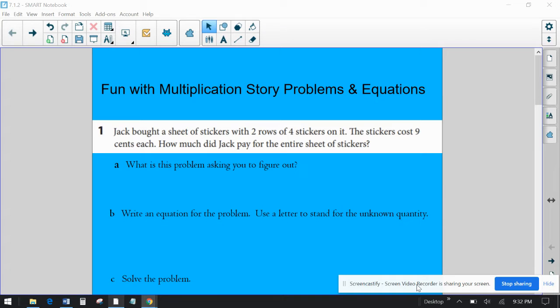Today we are going to start a new unit in math. It is Unit 7. It mainly focuses on multiplication. It does have some fractions mixed in. It kind of takes multiplication to that next step, almost like a fourth grade step, and you'll build on it next year.